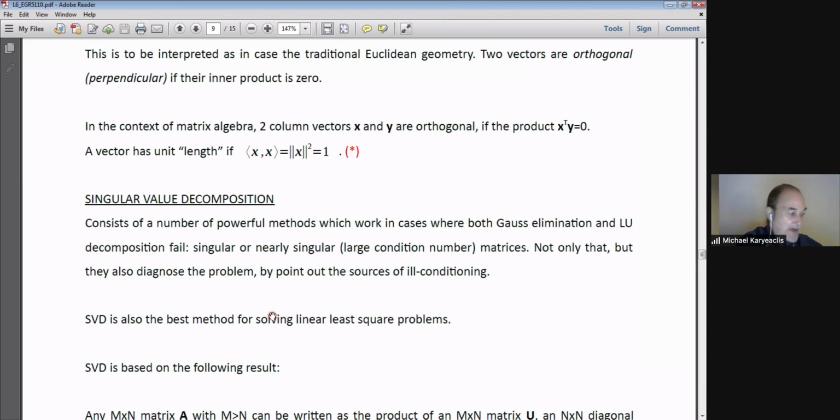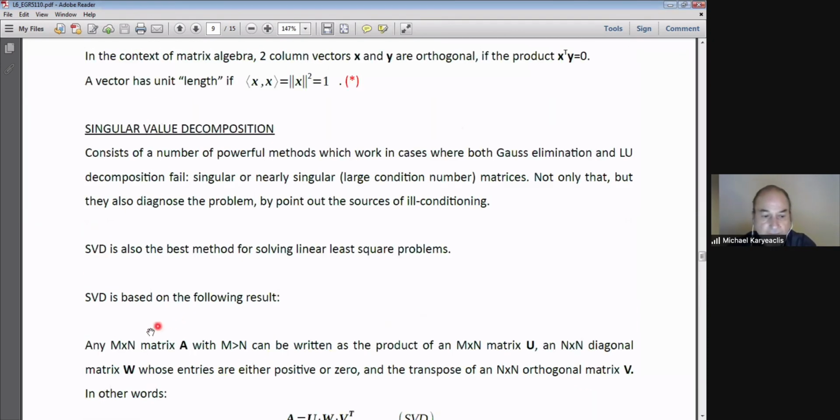By the way, MATLAB will also do this for you. It will do a singular value decomposition. But you need to know what you're looking for, and you need to understand the nature of the problem in order to use it. So that's what we're doing here. We're trying to find out what the nature of the problem is.